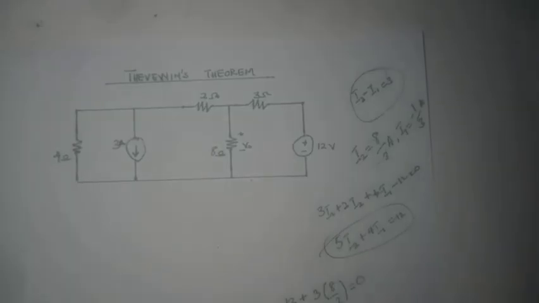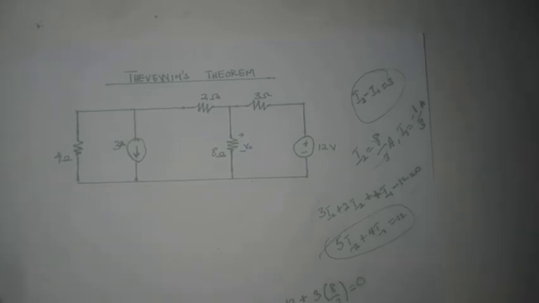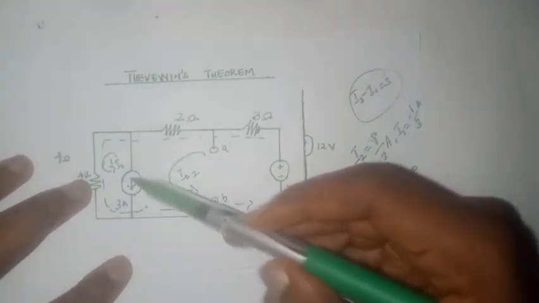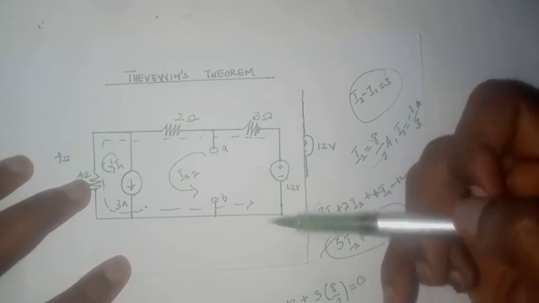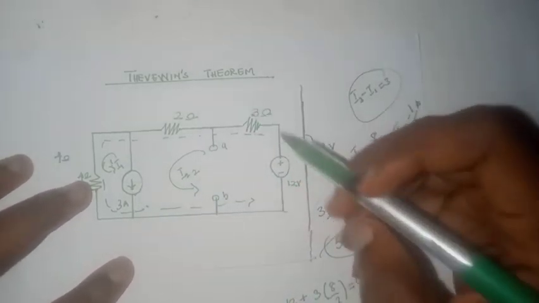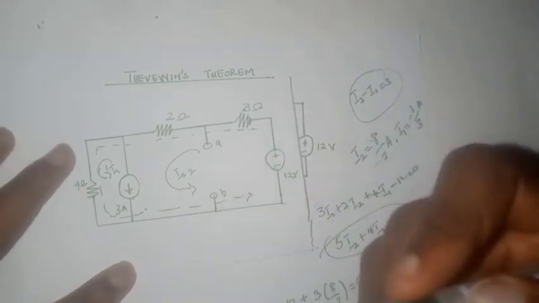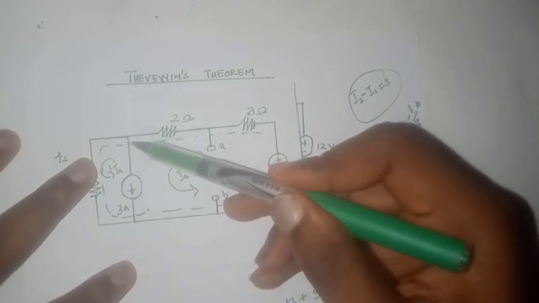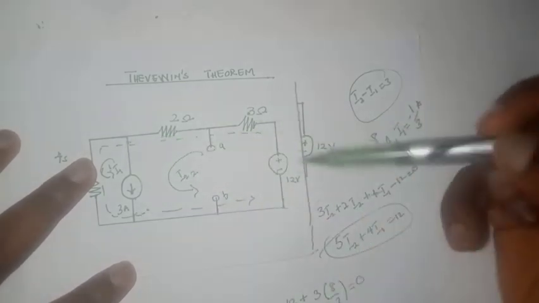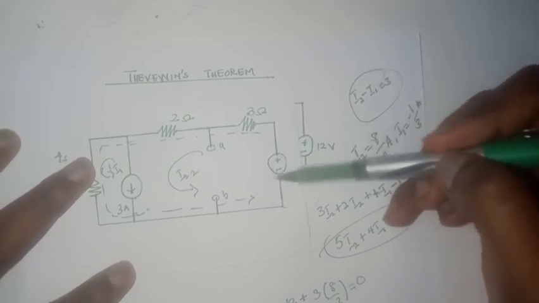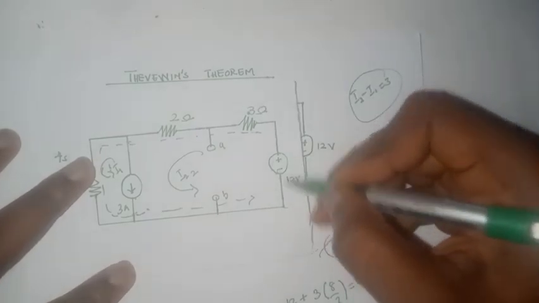The next thing we want to do is find the value of RTH. Now, finding the value of RTH is not a problem. All we want to do is turn off the independent power sources in the circuit. So we turn this one off and we turn it off. Then we find the equivalent resistance. Now, when we turn an independent current source off, it leaves an open circuit. And when we turn a voltage source off, it leaves a short circuit.